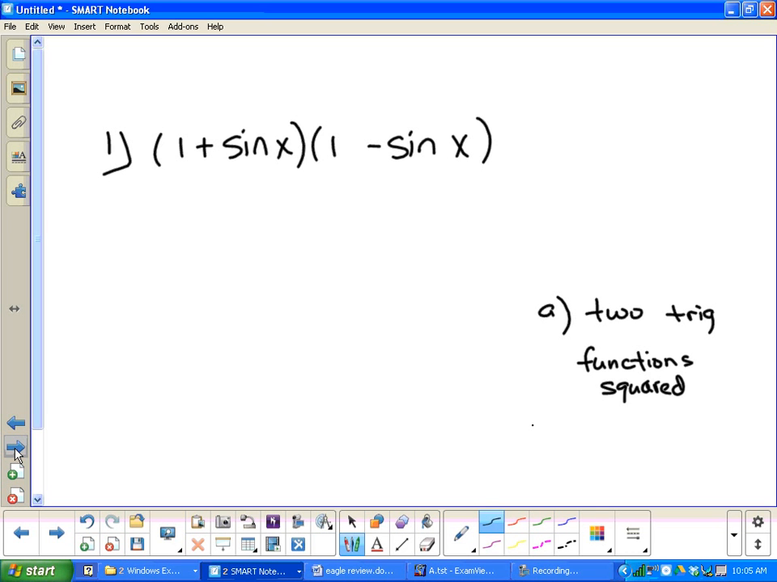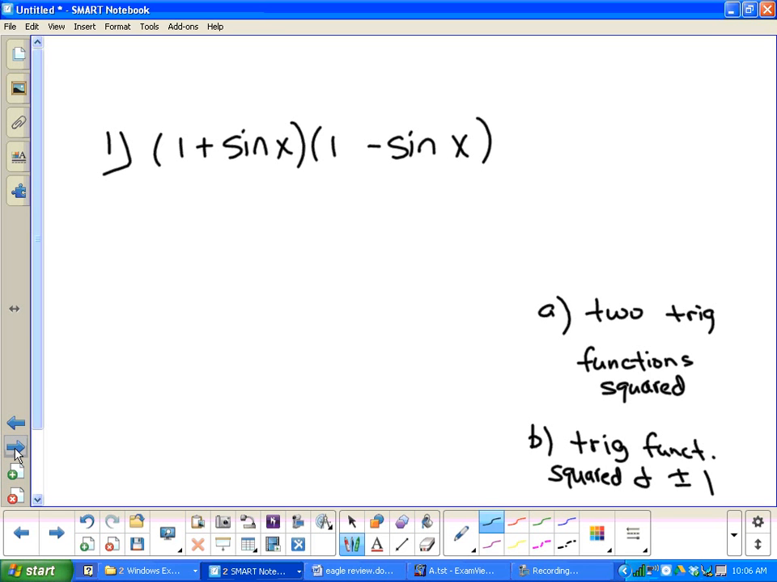Okay, the other thing would be if you saw a trig function squared and a plus or a minus 1 in there somewhere. Okay, so I see 2 trig functions squared, and then I see a trig function squared and a plus or minus 1 somewhere. That's what I'm going to look for to substitute something with a Pythagorean identity.